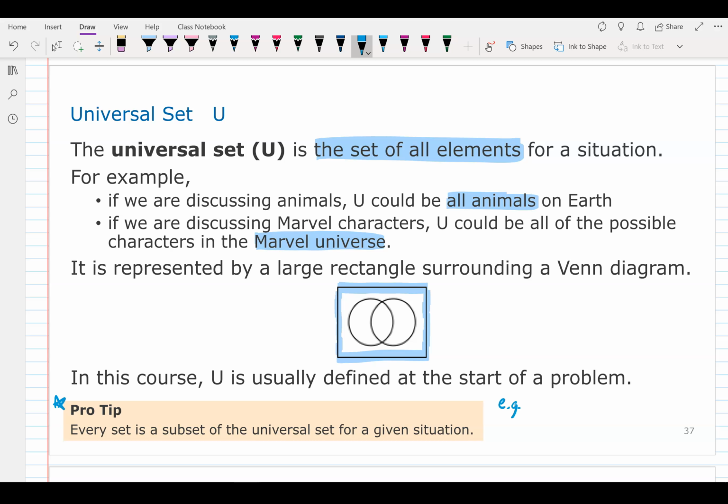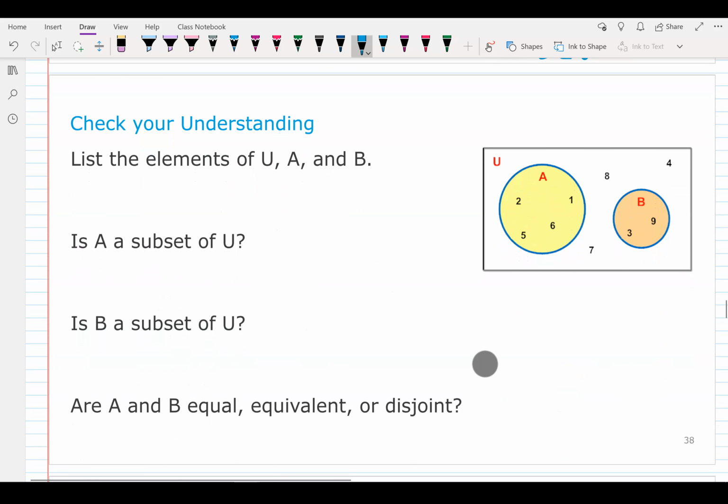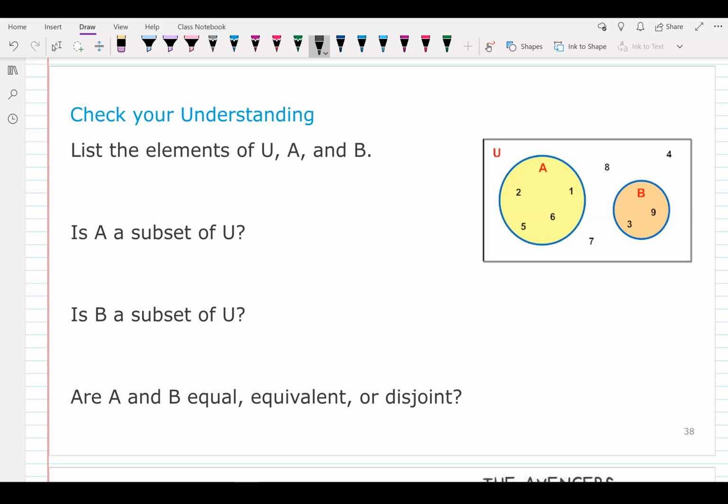So for example, A is definitely a subset of U. B is a subset of U, C is a subset of U. They're always subsets of U. But of course the opposite isn't true. The universal set is not a subset of the other sets, generally. So how does this apply to our problems? Let's see if we understand it first. List the elements of U, A, and B. Use this diagram and list all the elements of those sets.